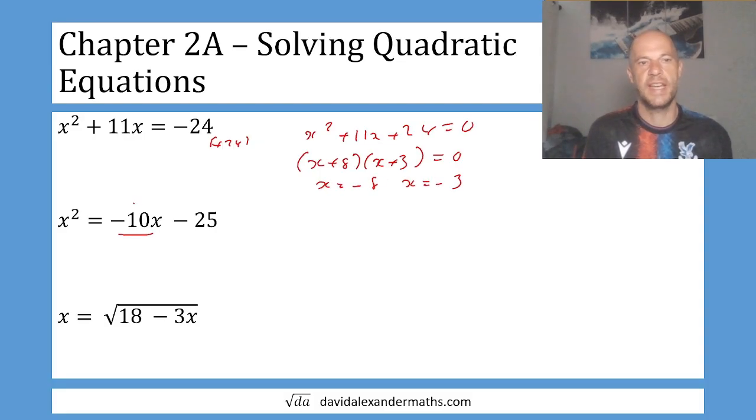With this question here, again, all I'm doing is making it equal 0, so I'll move minus 10x over to the left and minus 25 over to the left, so that it becomes x² + 10x + 25 = 0.